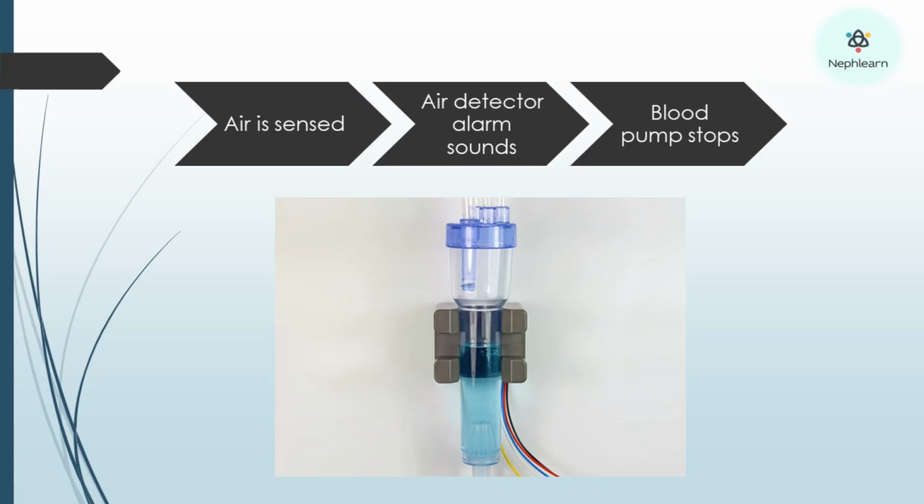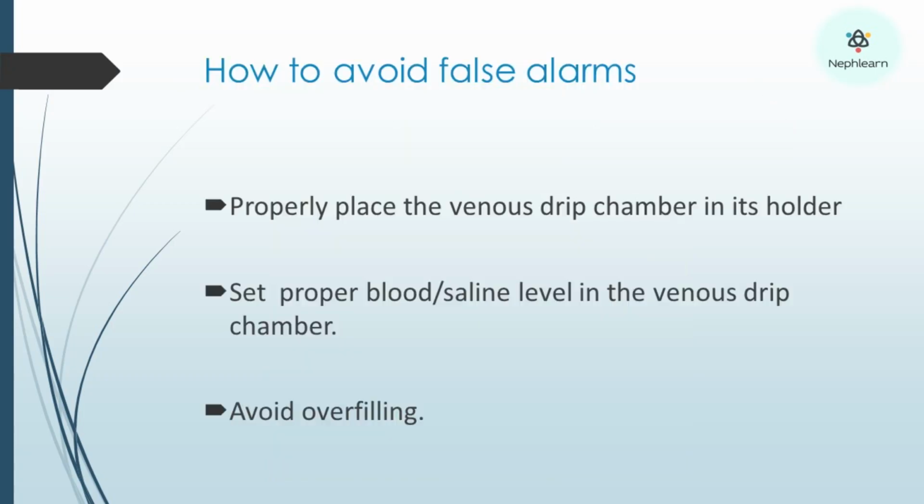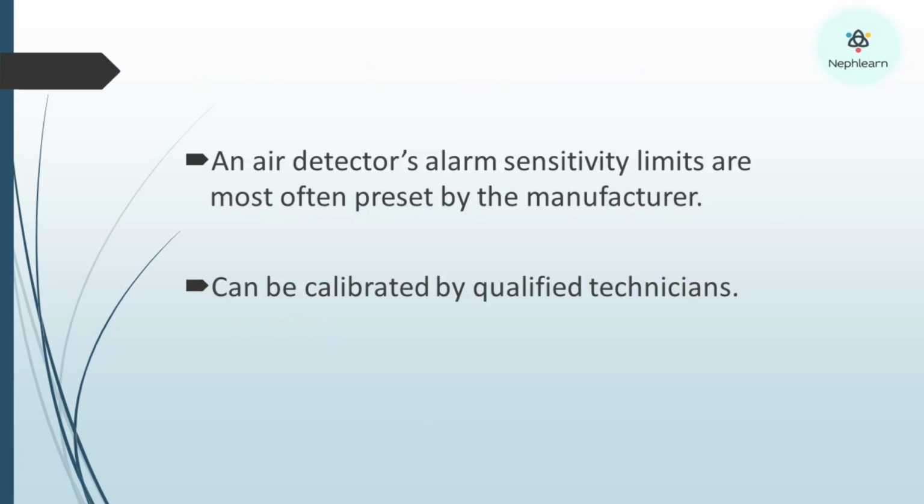Hence, it is essential to properly place the venous drip chamber in its holder and set the proper blood or saline level in the venous drip chamber to 2/3. Avoid overfilling. The limits are preset or can be calibrated by qualified technicians.